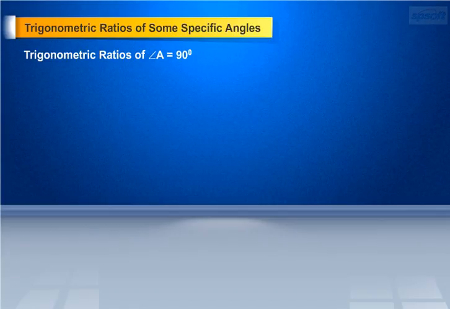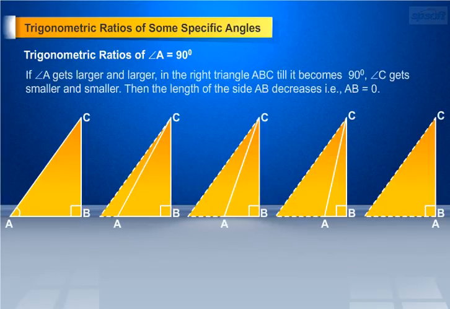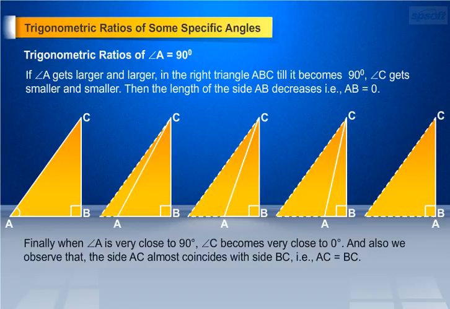Now let's find the trigonometric ratios of angle A equals 90 degrees. Let us now see what happens to the trigonometric ratios of angle A, that is, A equals 90 degrees. If angle A gets larger and larger, in the right triangle ABC till it becomes 90 degrees, angle C gets smaller and smaller. Then the length of the side AB decreases, that is, AB equals 0. Finally, when angle A is very close to 90 degrees, angle C becomes very close to 0 degrees. And also we observe that the side AC almost coincides with side BC, that is, AC equals BC.